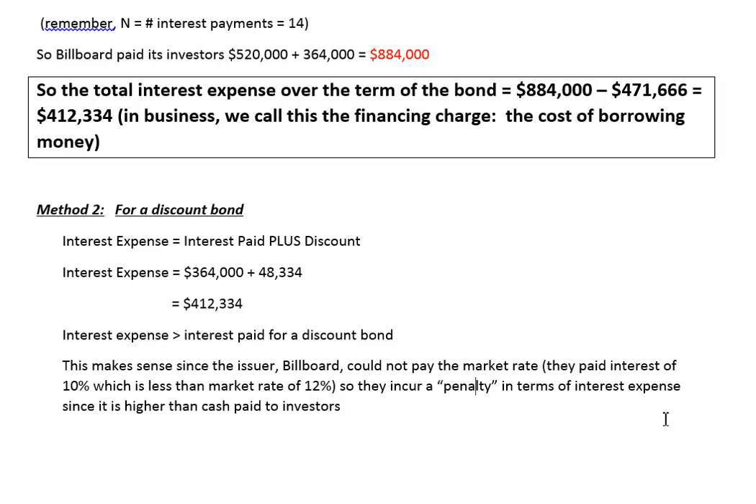So in that sense, the issuer, Billboard, recognizes a little bit more interest expense than they normally would, because their bond isn't paying enough. Their bond is only paying 10%, and investors generally want 12%. So because the bond's not paying as much, we look at the extra interest expense over the interest paid as a little bit of a penalty to Billboard because they can't pay the market rate. So hopefully this helps you to better understand the whole concept of calculating bond interest expense over the term of a bond for discount bonds.